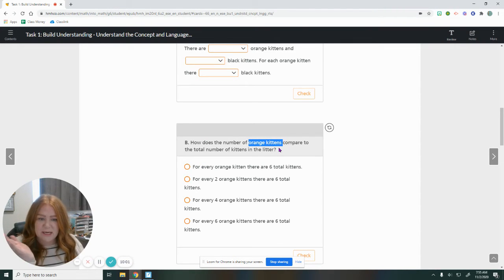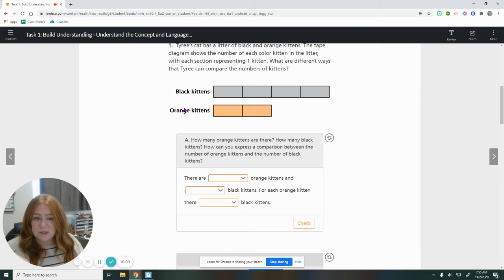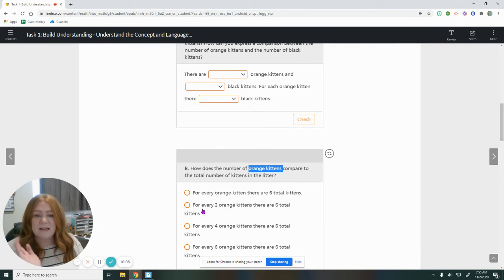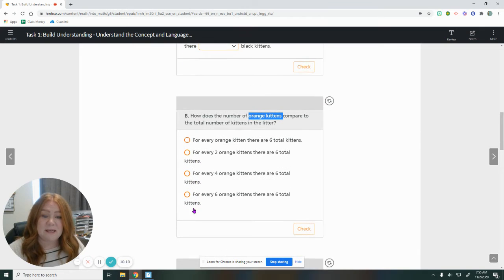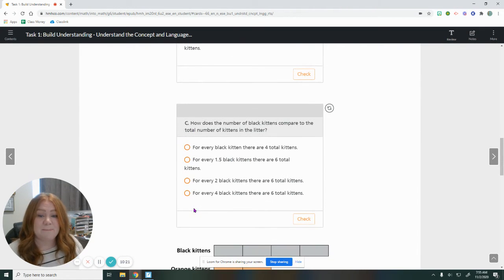How does the total number of orange kittens, we're looking at our orange ones, which is 2. How does that compare to the total? So we've got to really pay attention and read the question to see what we're comparing. So we want to do orange to the total. So you can rewind the video if you need to check and see how many total or orange there were. So now it wants to know how many black kittens to the total number of kittens. So now we're comparing black to total.